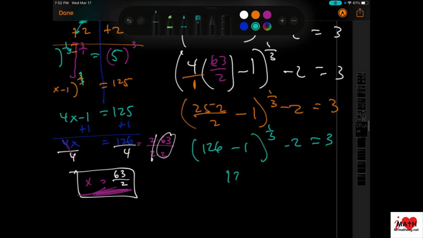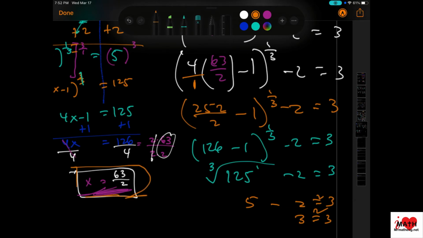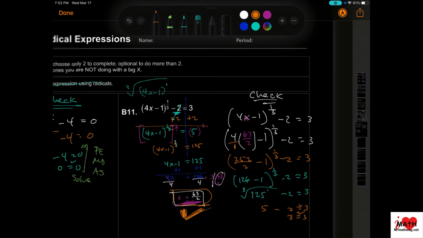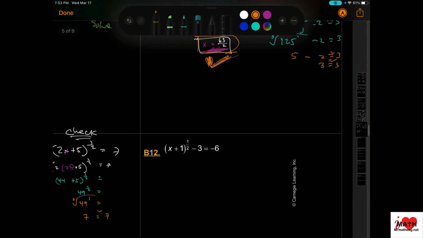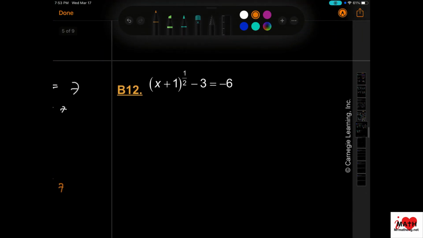And you get 125 to the 1/3, which is really the cube root. And 3 identical numbers that multiply to be 125 is 5. 5 minus 2 equals 3. So this one checks out. This is our solution for B11. Let's try B12, same thing.